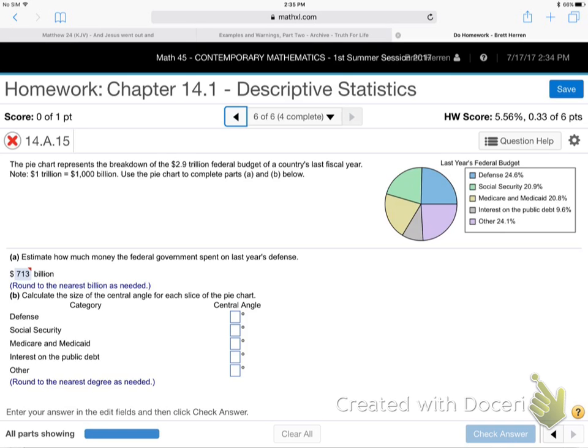So what do you think? I already got an answer there, but how do I come up with that? How do we figure out how much they spent on defense? The percentage is right there. 24.6%. So what do you do with that? We know you move the decimal back. So 0.246. But then what? 0.246 what?